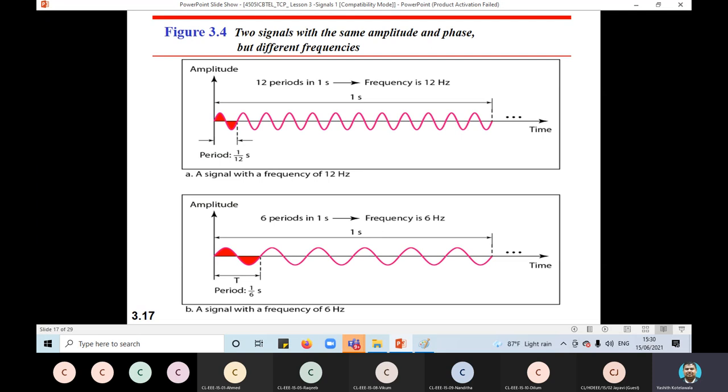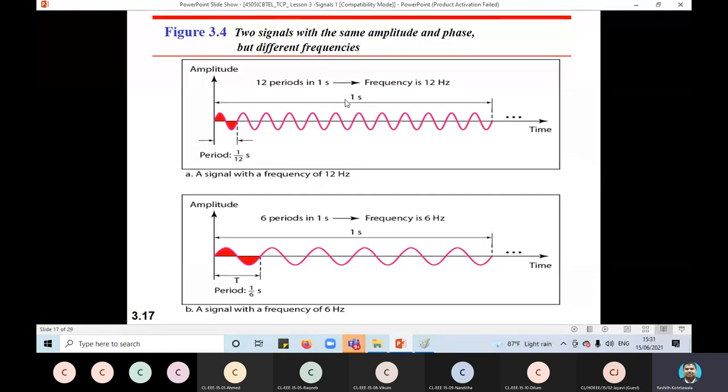There you go. Now here, both the pictures, both the graphs, have the same time consideration. From the origin point to this particular point here, the time duration is 1 second. From here to here, the time duration is 1 second.